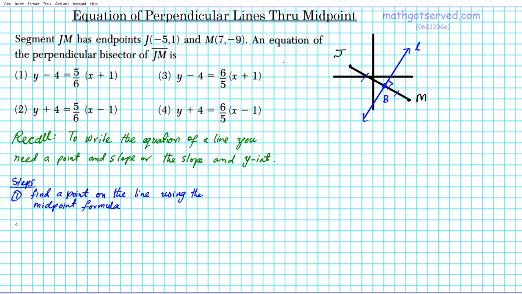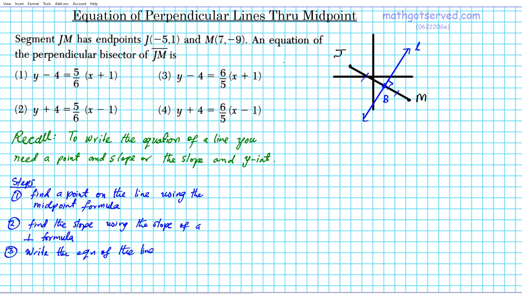Next thing we need is a slope. Number two, guess what? We're going to find the slope using the slope of a perpendicular formula. There's a slope of a line given 2 points, and there's a slope of a line perpendicular to a segment connecting 2 points. Slope of a perpendicular formula, we'll talk about that later. And then lastly, we're going to put everything together and use that information to write the equation of the line.